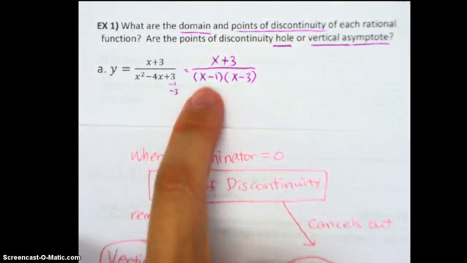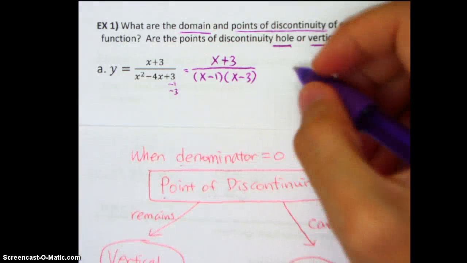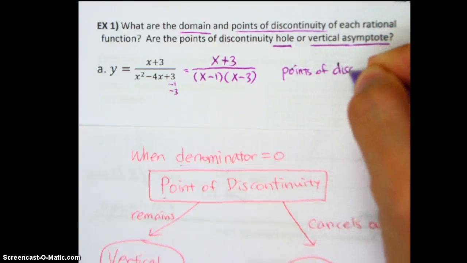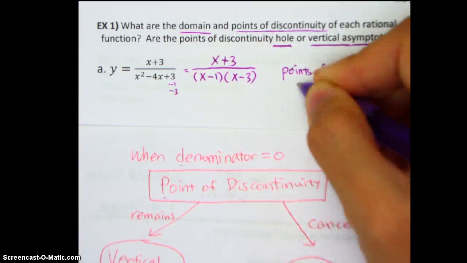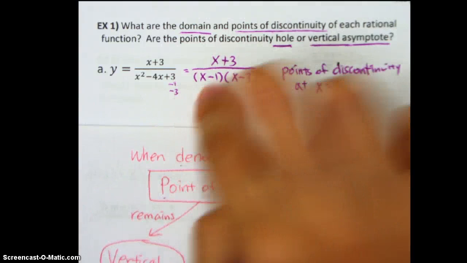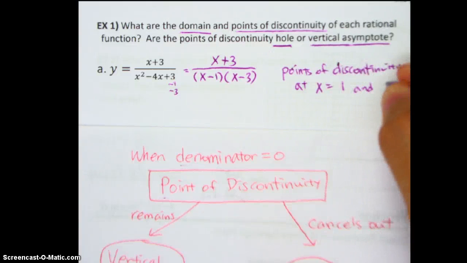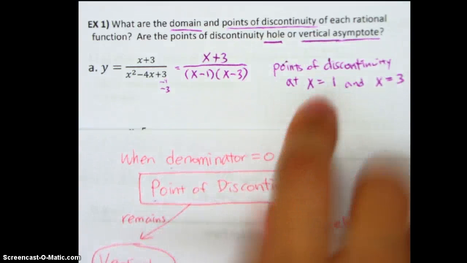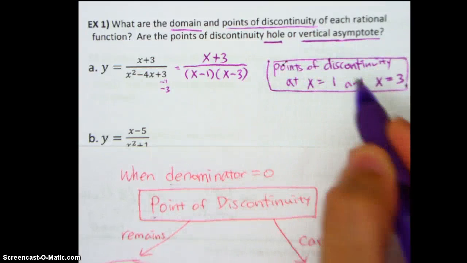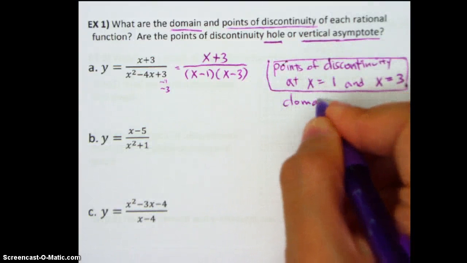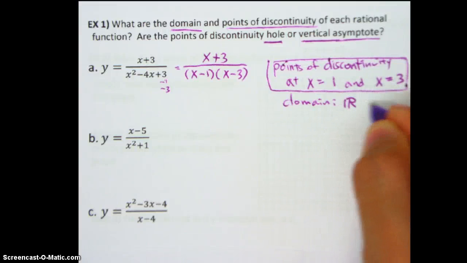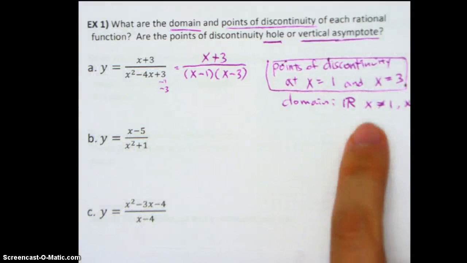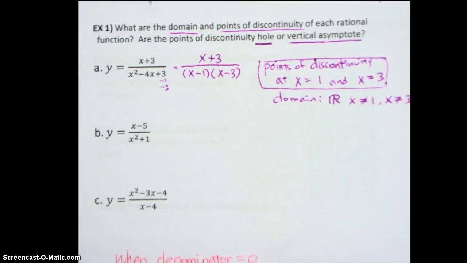So these bottom factors tell us that we have points of discontinuity at x equals 1 and another at x equals 3. So we have 2 points of discontinuity. The domain would be all real numbers except x equals 1 and x equals 3. So x can be any number other than 1 and 3. That's the domain.